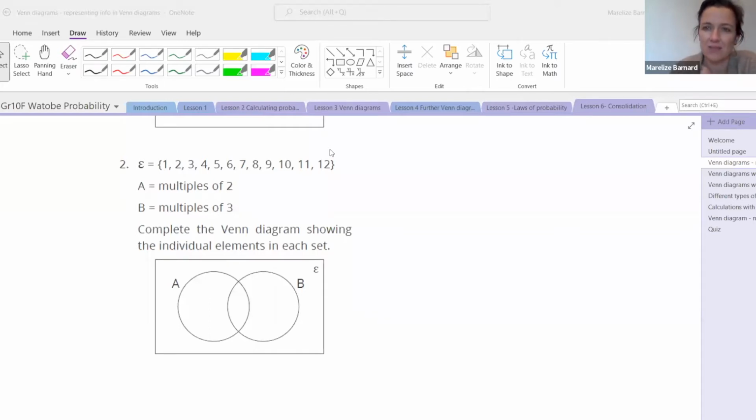Excellent. I see lots of thumbs up. Well done, everybody. Feeling much better about these Venn diagrams than what we did 2 weeks ago, I think.